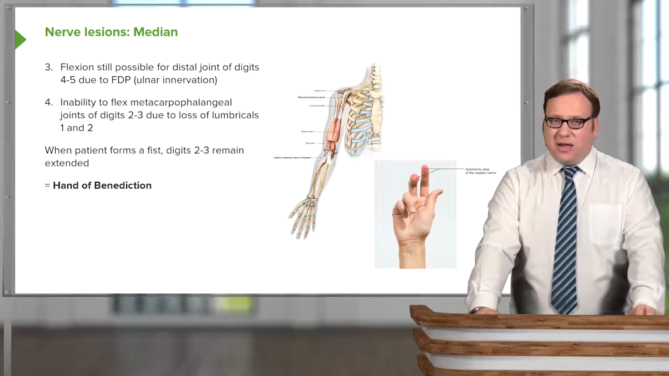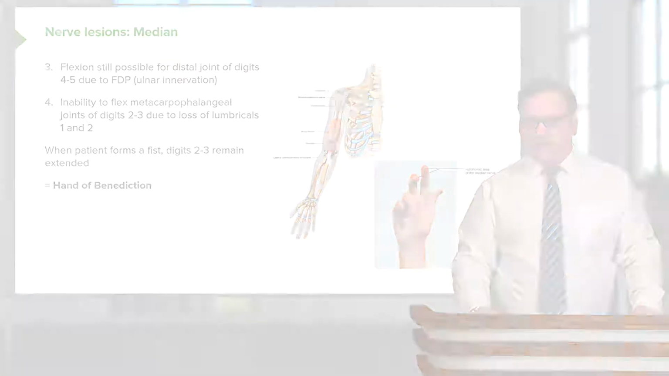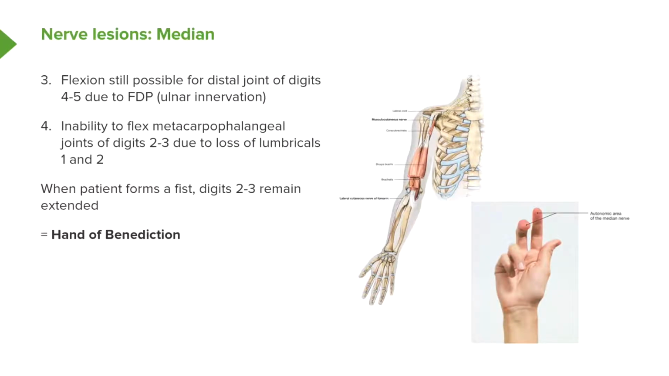So this means that when a patient is asked to form a fist, digits 2 and 3 essentially remain extended. And this is what we can see here. Due to a loss of the flexor digitorum profundus and the flexor digitorum superficialis and the various other muscles I've mentioned, like the lumbricals, because these are effectively paralyzed, when someone is asked to form a fist, the function of the flexor digitorum profundus that is supplied by the ulnar nerve is still intact. These digits can flex, but the remaining digits remain extended.